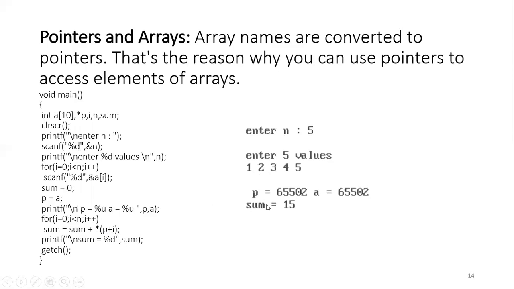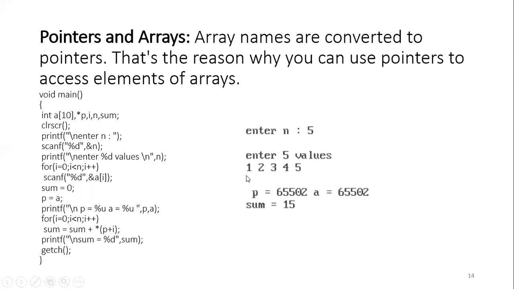Now P plus I. What is P? 65,502 plus 2. We'll get 65,506 because, since the size of integer is 2 bytes, plus 2 means 2 into 2, that is 65,502 plus 4. It is nothing but 65,506, where we get element 3. So earlier sum is containing 3. 3 plus 3 is 6. Now the new value of sum is 6. I plus plus. Value of I is 3. 3 is less than 5. Again, in the same way, we will add the remaining elements. Finally, I am displaying the sum value.